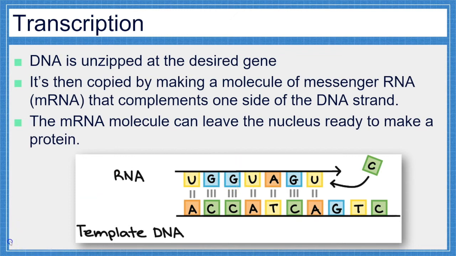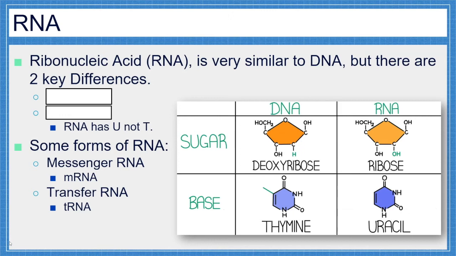So before we go any further, we want to make sure we understand how RNA is similar, but also how it's different to DNA. So there are two key differences. And the first is that the sugar is different. DNA uses the sugar deoxyribose, and RNA uses the sugar ribose. And the difference here is the sugar in DNA compared to the sugar in RNA is missing an oxygen. In fact, that's what the deoxy at the start means.